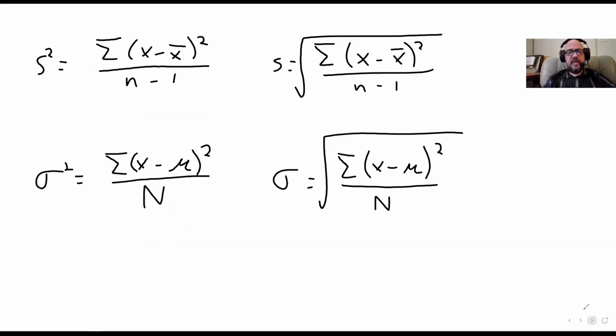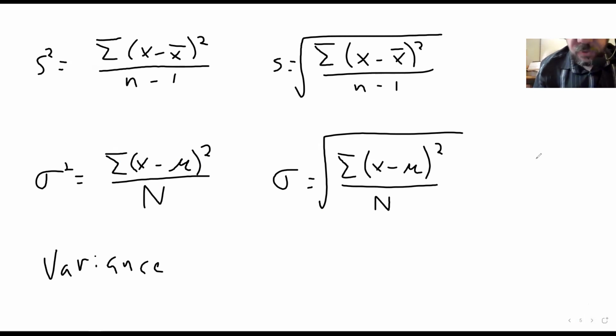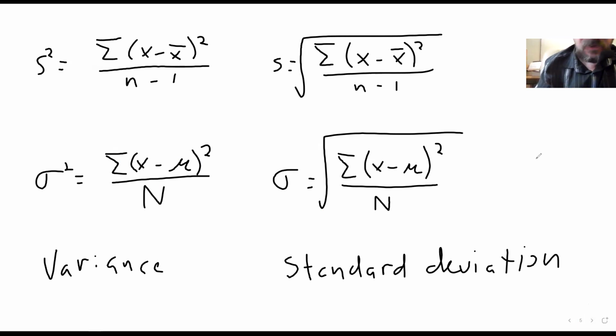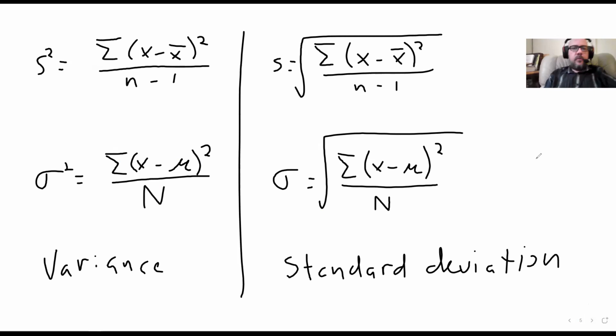So the formulas look like this. And I just used the symbols here instead of labeling them. So these guys are variance. And you might notice that I have two formulas for each one. And this is standard deviation. So here's what the formulas are. So let me talk about this one first.